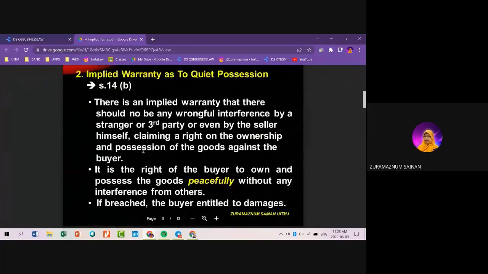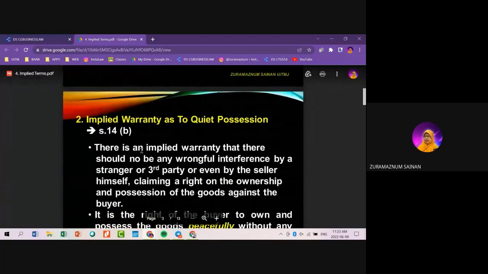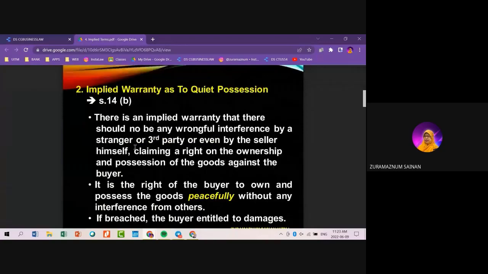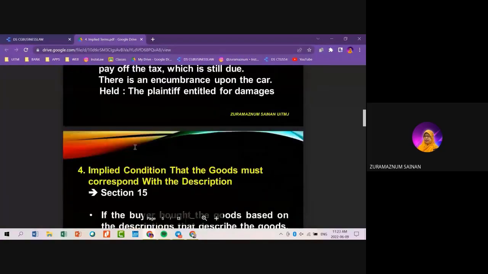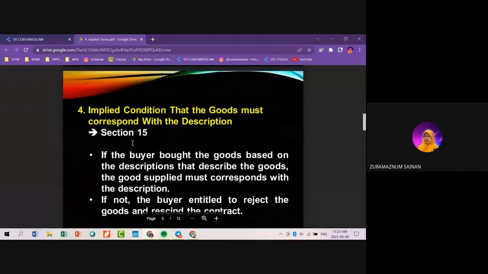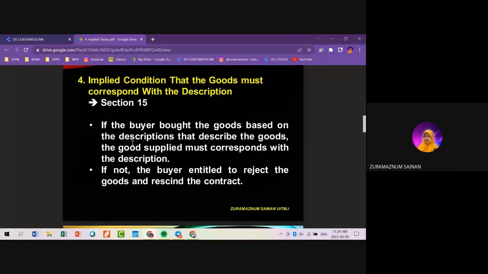Kita buat revision terus untuk tajuk implied terms ni. Most of the question for the implied terms itself selalunya cover adalah starting from condition yang keempat. 4, 5, 6, 7. So yang hari ni saya nak bagi contoh sample of answer scheme and then the technique how to answer the question.